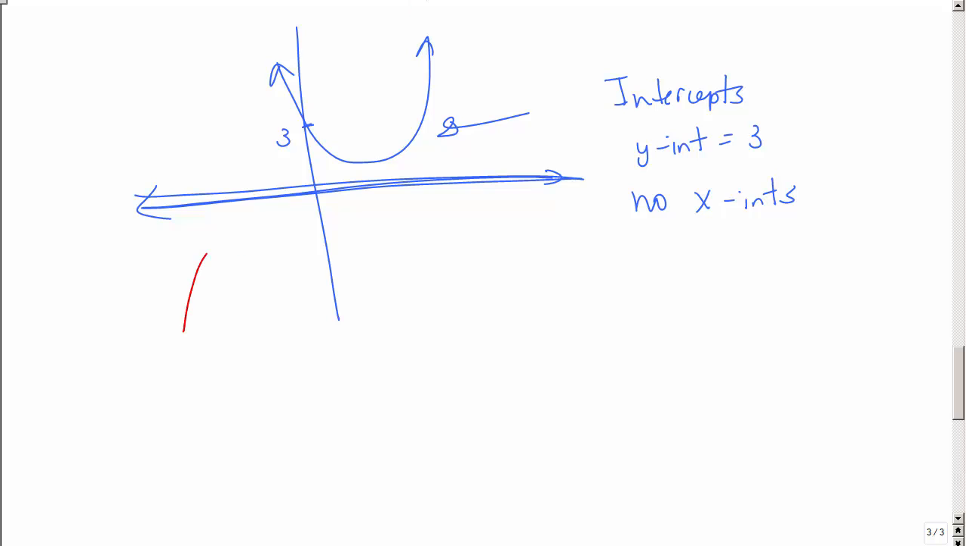Same thing if you had something like this. Now maybe you might have to do the algebra to find the y-intercept way down here, but again you should know that this would be no x-intercepts. So save yourself some time by looking at the picture and seeing, once again, can you answer the question about the intercepts?